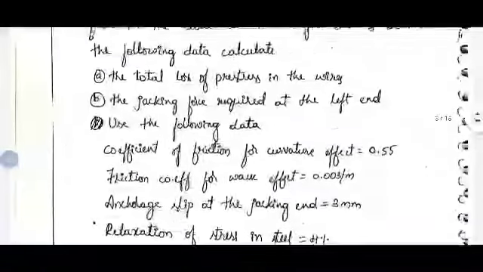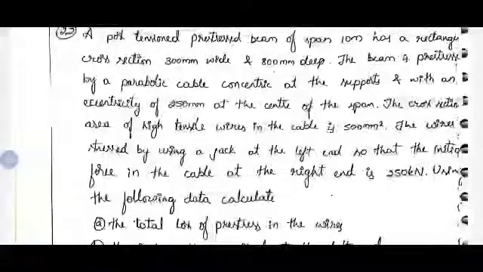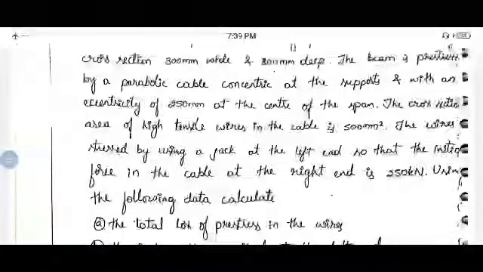So here it is post tension, and you need to find out the total loss, and you are applying a stress.